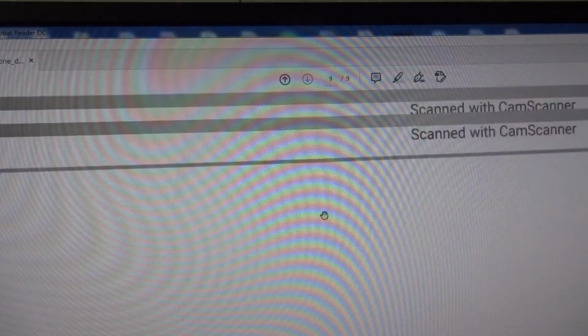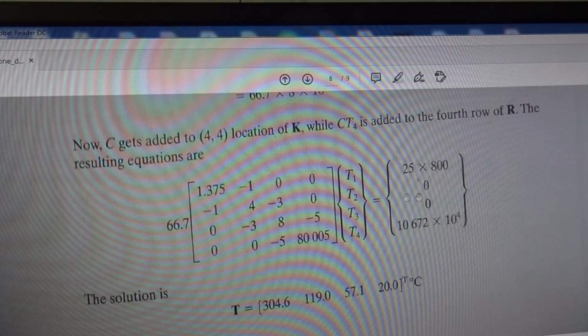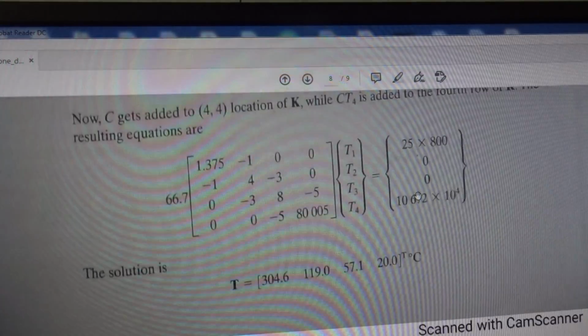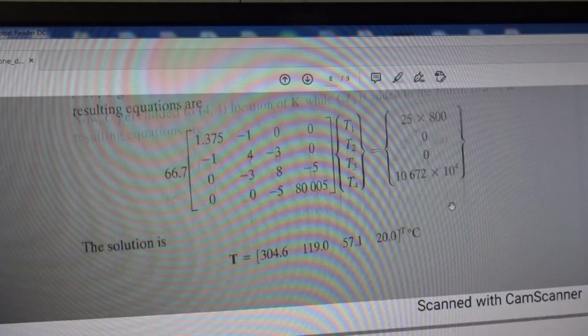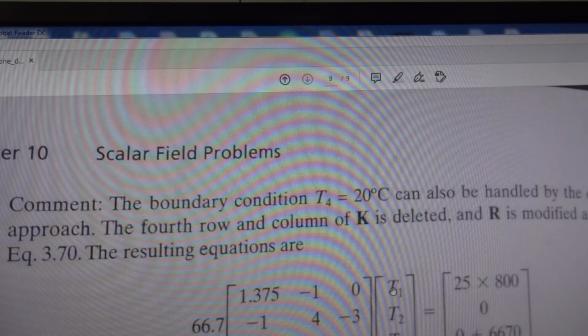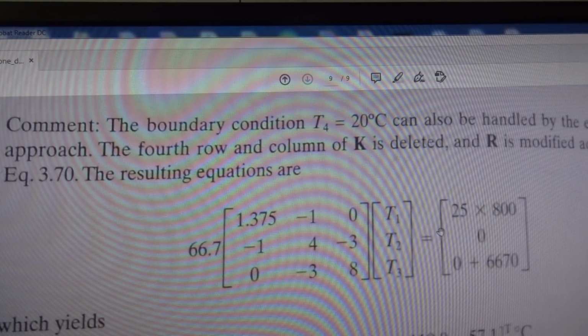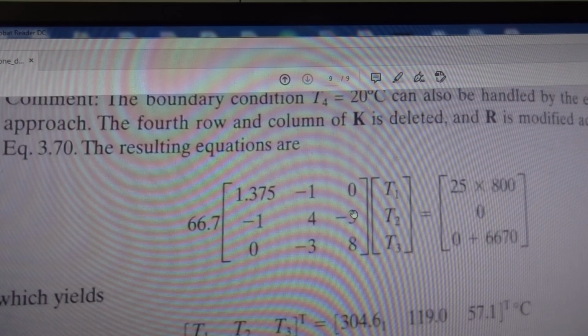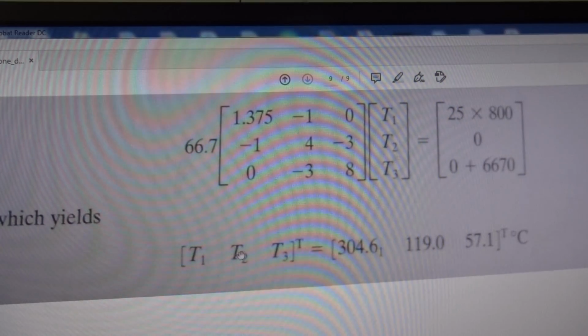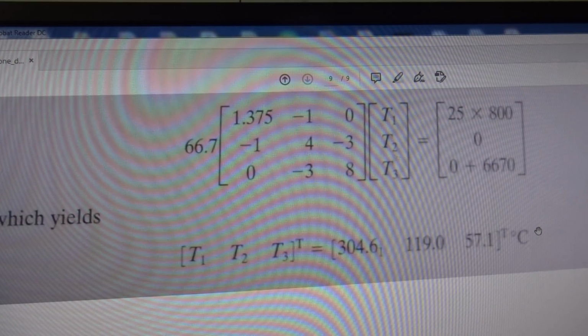If this is the penalty approach, there is no need to use the penalty approach. If you know the penalty approach, you can use it, but I simply recommend that you use the elimination approach. In this case, last T4 is given, so you have to apply the boundary condition, and this term comes in at this point, so you have to consider this one, and this one also comes from the force matrix. When you solve it, you will get T1, T2, T3, and this one is the answer.